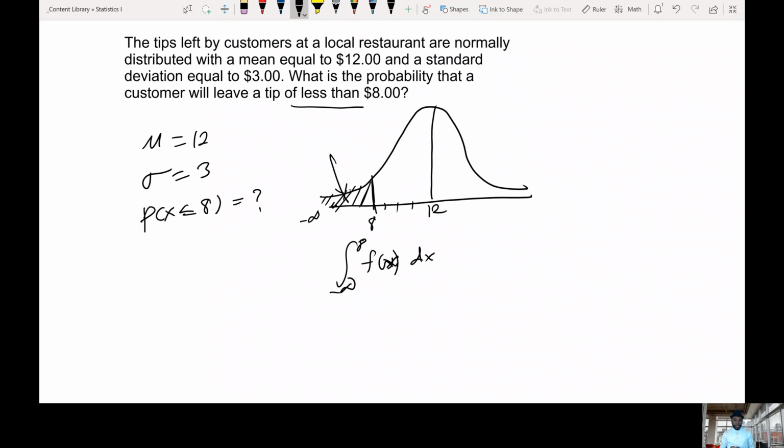How do we go about solving this? Okay. Now, remember in the table that I showed you from the textbook, we only have positive values. So we can now look for the values to the right of it. So we find the z value of this, and then we find the probability to the right using the table.